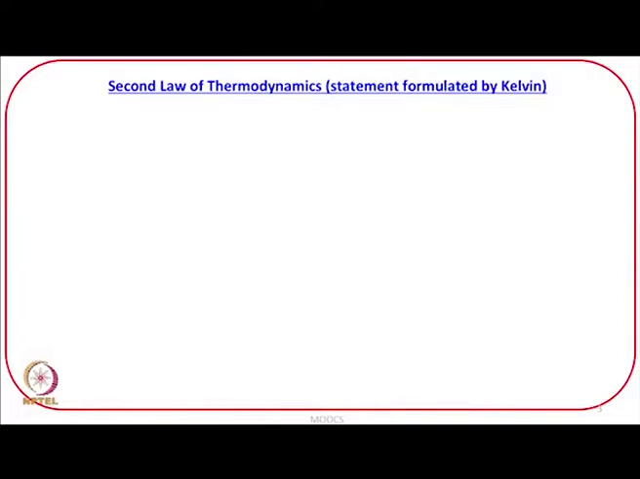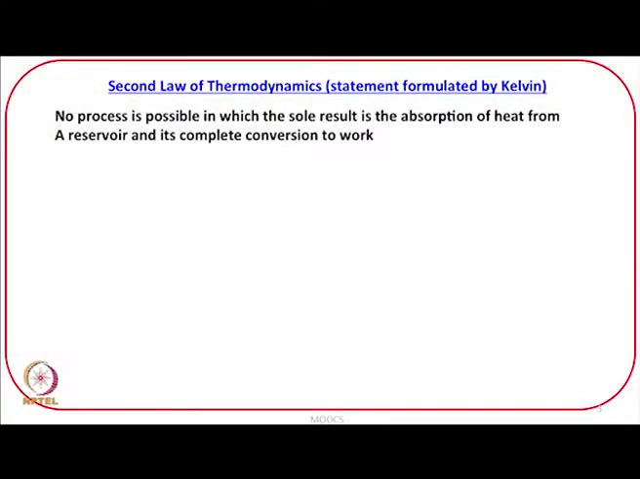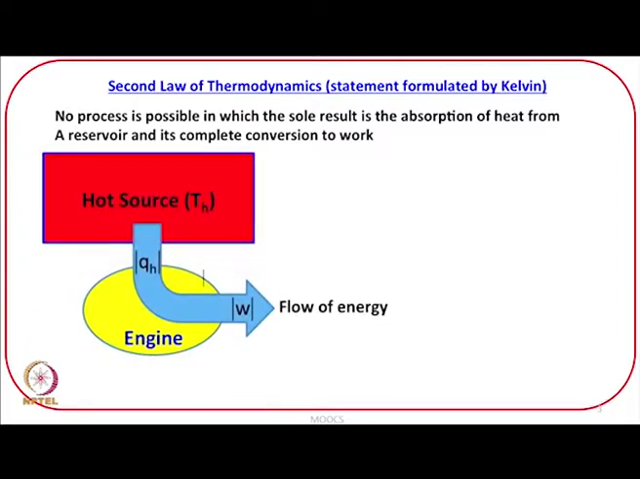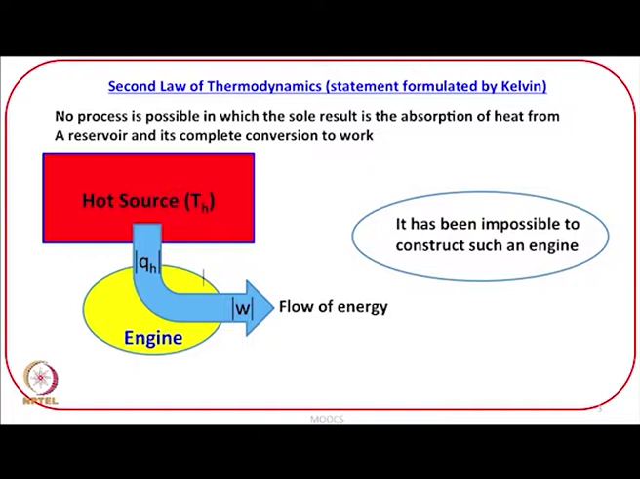Let us first discuss the second law of thermodynamics, the statement which is formulated by Kelvin. The spontaneous process or non-spontaneous process forms the content of this form of the second law, according to which no process is possible in which the sole result is the absorption of heat from a reservoir and its complete conversion to work. As we see in this figure, it has been impossible to construct such an engine in which the heat is taken from a hot source and there is a complete conversion into work. It has not been possible to construct such an engine.